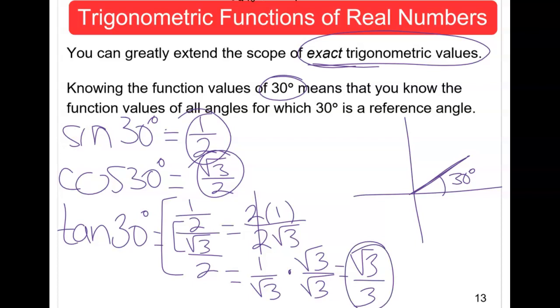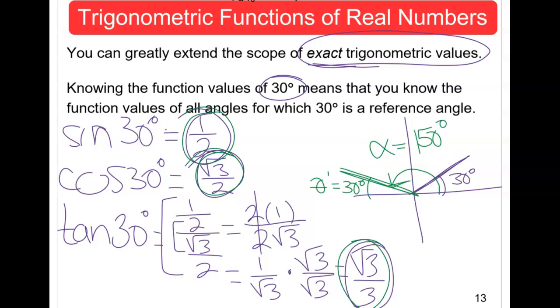Now, what does it mean that you know more than that? Another angle with the same reference angle is going to be the one that starts here, ends here, and it will be 30 degrees before it gets to pi, or to 180. So imagine 180 minus 30, that will be 150. I'm going to use a different letter, alpha, that's another Greek letter, so alpha is 150. It will have the same trigonometric values as 30 degrees.